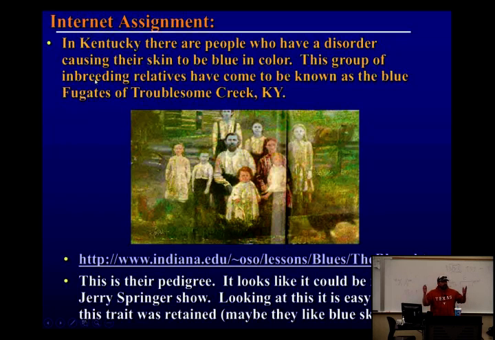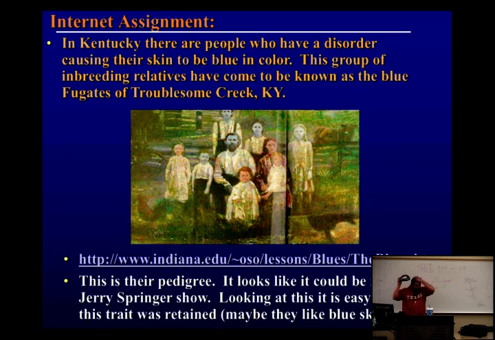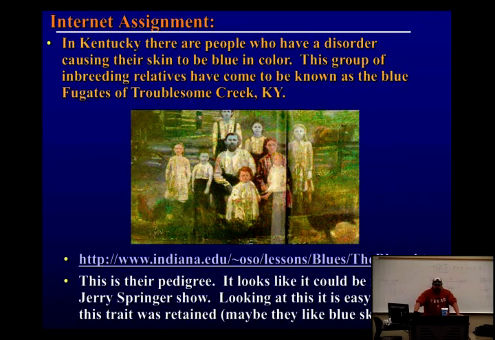Okay, so for the final exam, I'm going to ask you guys two questions. It's going to be based on this pedigree, which is of these people. Their last name is Fugates, and they're from an area called Troublesome Creek in Kentucky, and they have a genetic defect that causes them to not have a certain enzyme that makes you have a normal skin color. So their skin appears to be blue. Right? So what does that look like?